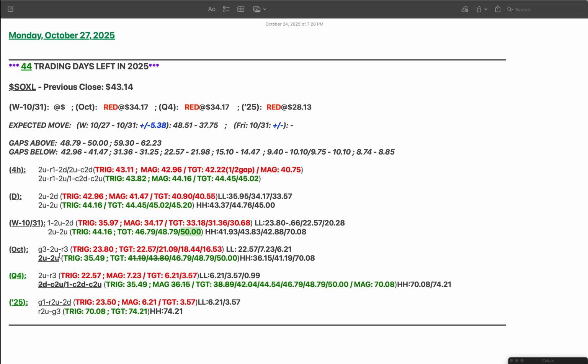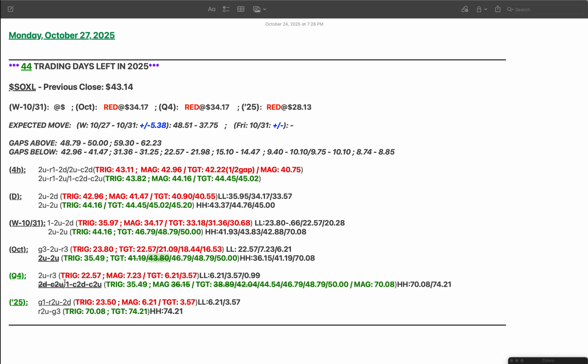From the month perspective, again, we won't go over the charts. We're in a 2 up, triggered at 35.49, reached this 41.19. We also went ahead and got that 43.80 as well. So we're still looking for that 46.79.